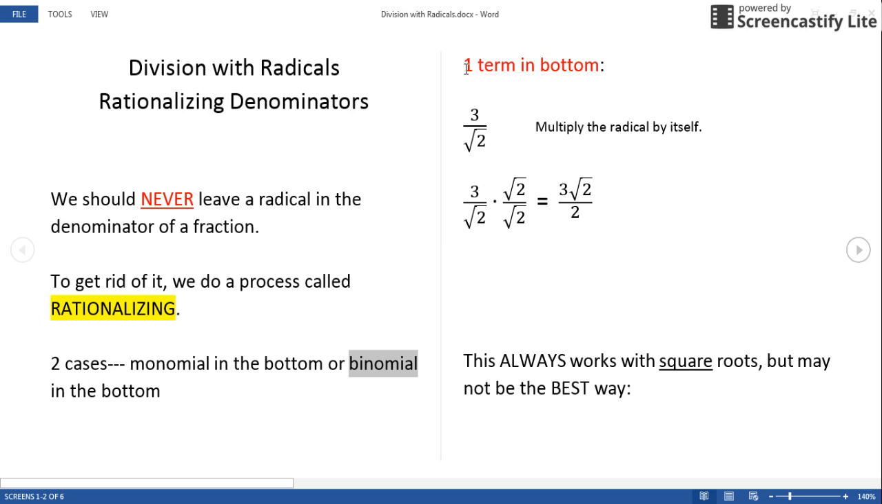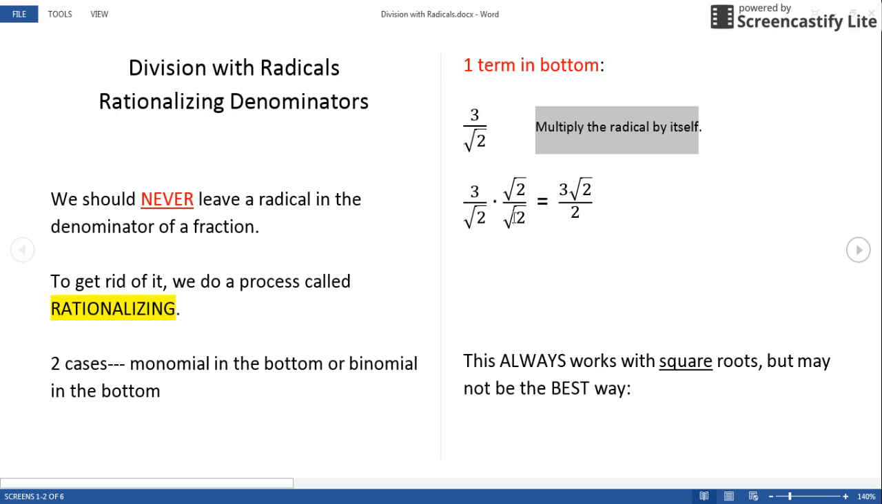Let's look first at just one term in the bottom, something like 3 over the square root of 2. We've seen in the past that with square roots, if we multiply it by itself, then the radical will go away. So let's multiply the radical by itself for this one. Now, anything we do to the bottom of a fraction, we must also do the same thing to the top of the fraction in order to keep an equivalent expression.